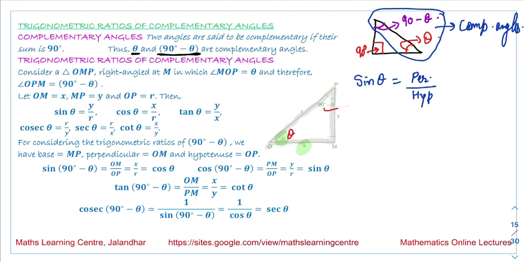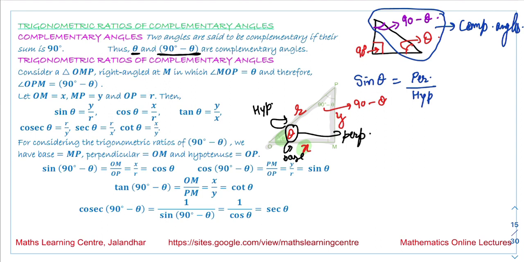This angle is 90 minus theta. This length is y, this is x, and this is r. So when we are talking about sine theta, I'm talking about this angle theta over here. Corresponding to this angle, this is the base and this is the hypotenuse, and this side is the perpendicular.